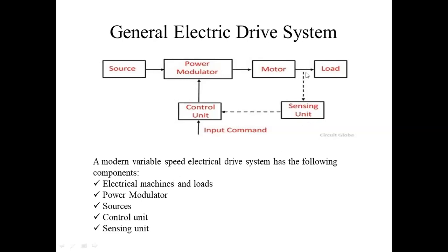The actual speed is sensed and given to the control unit. It is matched with the input command of 1500, and the remaining balance is 200. According to that, we give the input signal to the power modulator, that is the firing pulse. By changing the firing angle, we change the DC voltage, and by changing the DC voltage, we change the speed of the motor. That is how it works. So the main parameters here are source, power modulator, motor, load, sensing unit and control unit. Now you see the types of sources available, the different types of power modulators, and the different types of motors available, everything.